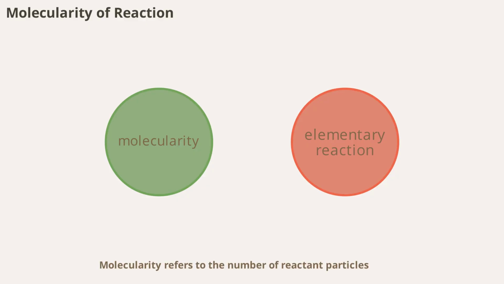Molecularity refers to the number of reactant particles involved in an elementary step of a reaction. It can be unimolecular, bimolecular, or termolecular, depending on whether 1, 2, or 3 particles collide to bring about the reaction. Unlike order, molecularity is always a whole number and applies only to elementary reactions, not overall reactions. This concept helps us visualize the actual collision events leading to product formation.